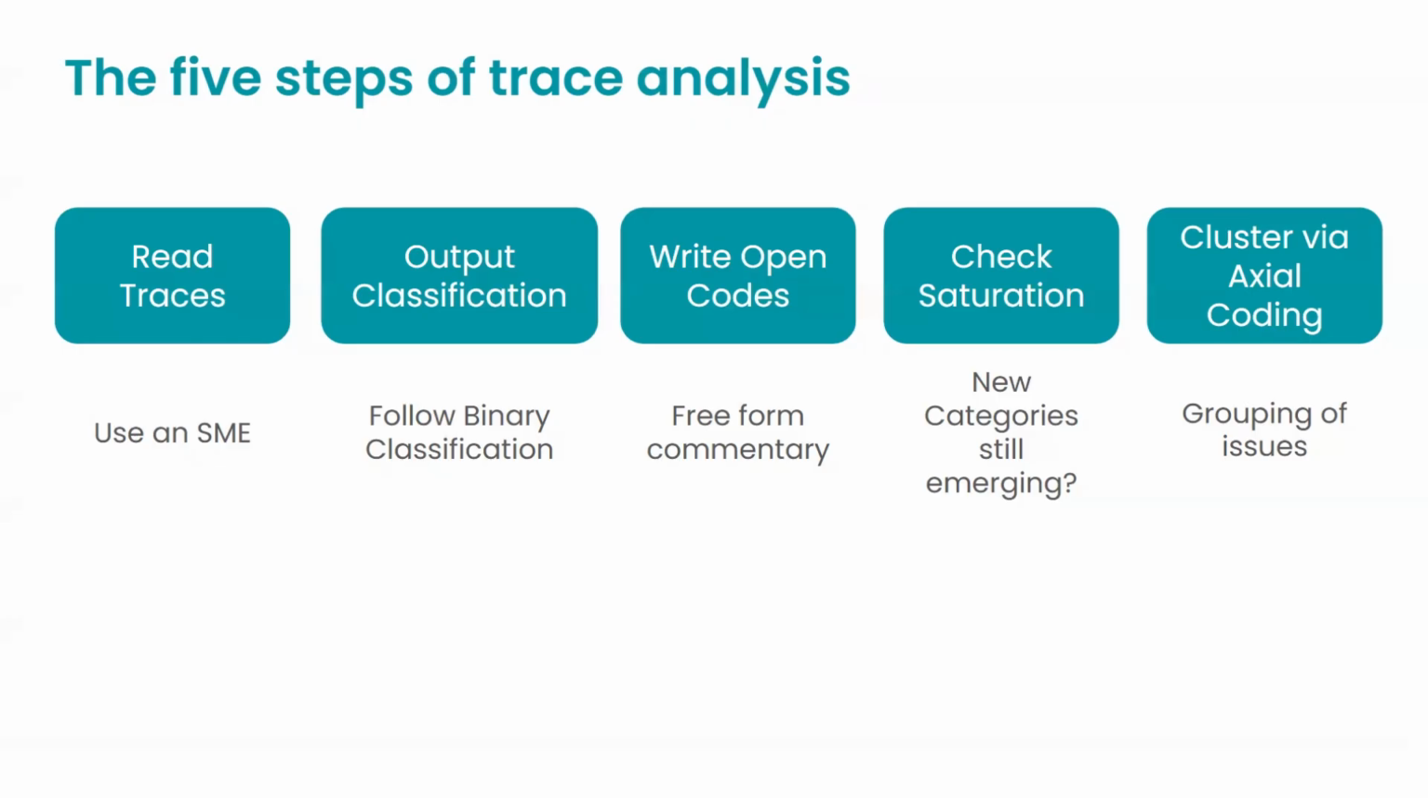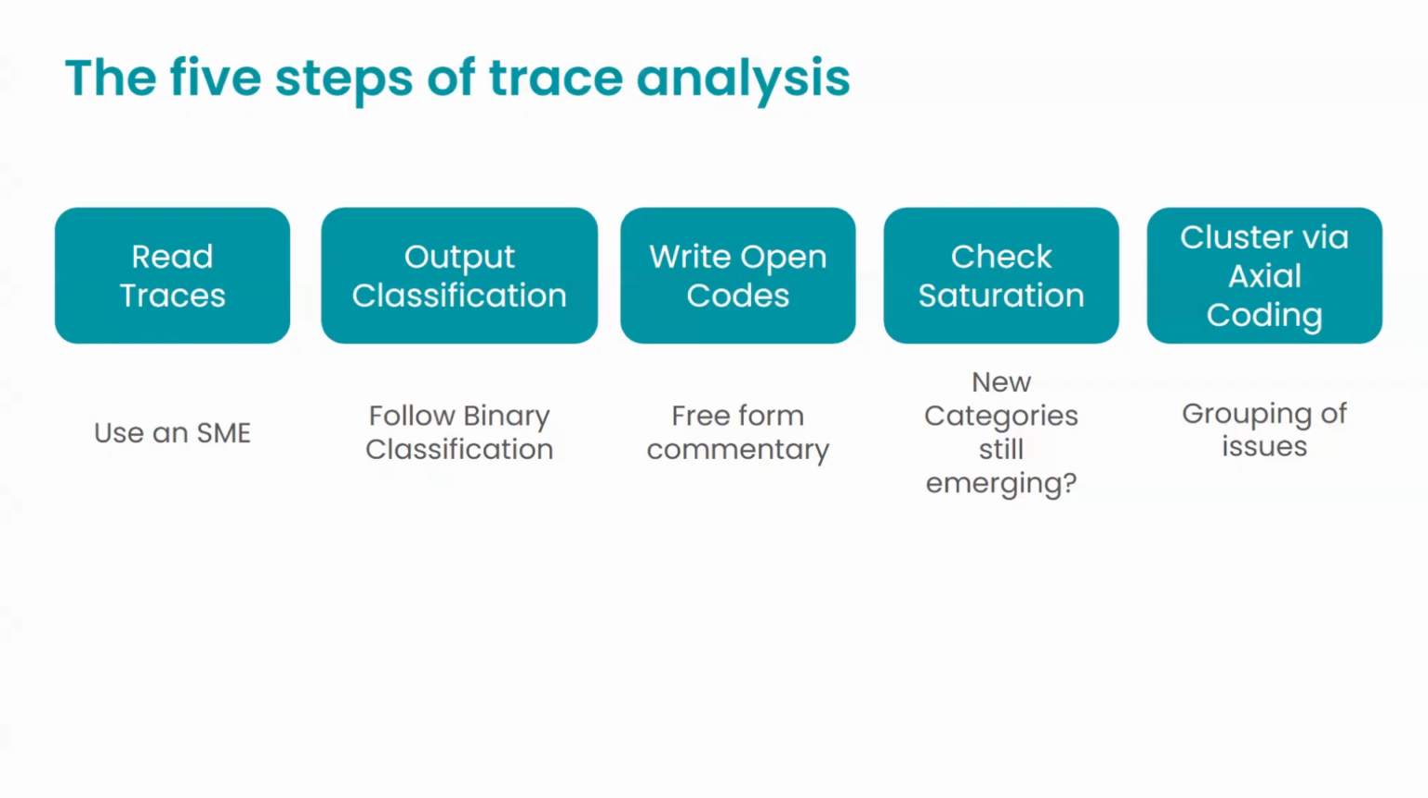Then step 4 is about checking the saturation. Finally, you ask an important question. While writing open codes, are there any new issues that you are able to find? If yes, it means you haven't explored enough traces yet. If no, it means you have likely reached saturation and your categories are stable and representative. And now you move to the next stage, which is clustering via axial coding.